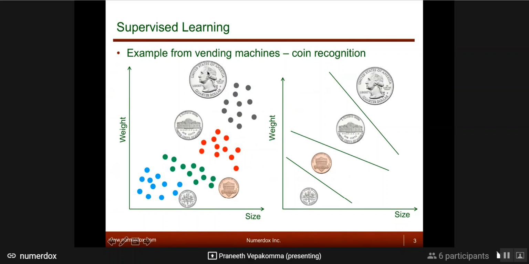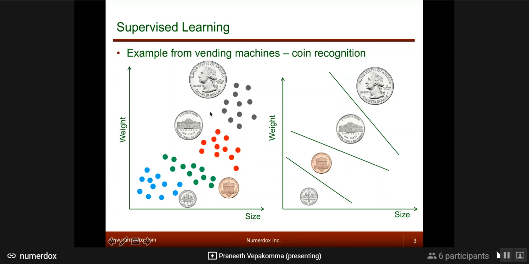Say you're looking at coins from vending machines, and obviously there are different kinds of coins that come out, right? If you just want to look at the properties of these coins, the x-axis is size, the y-axis is weight, and just based on size and weight of any coin, you want to build a model that will automatically classify whether it is a quarter, 5 cents, 1 cent, or a dime. So you plot your size versus weight data for a lot of coins.